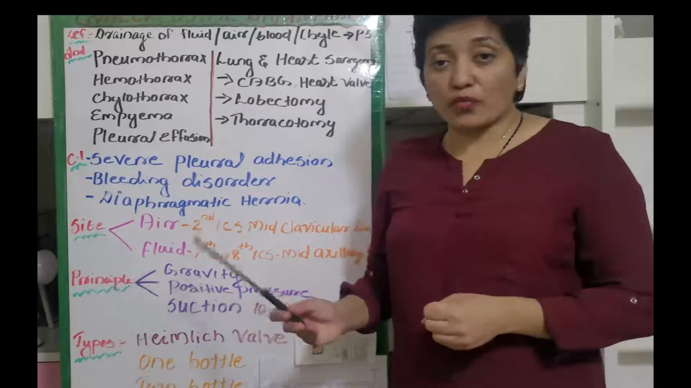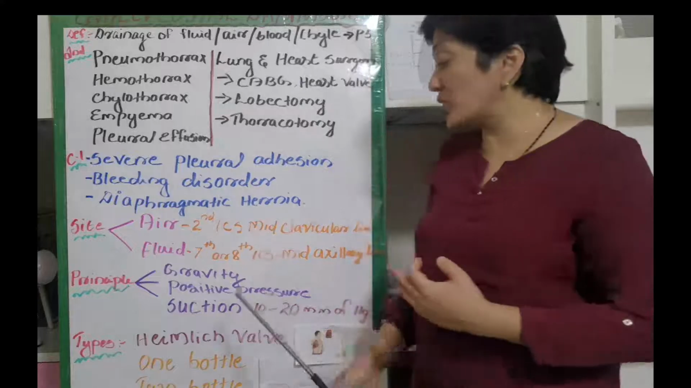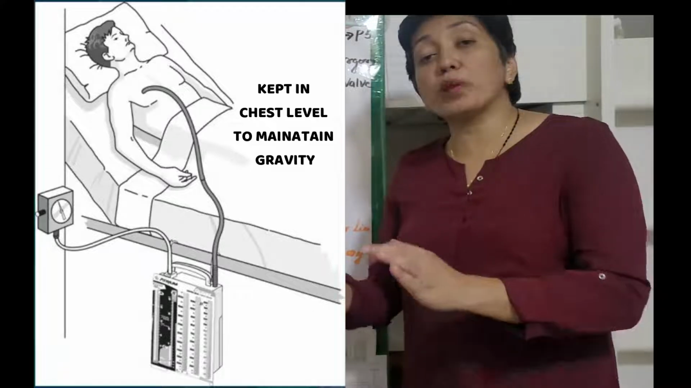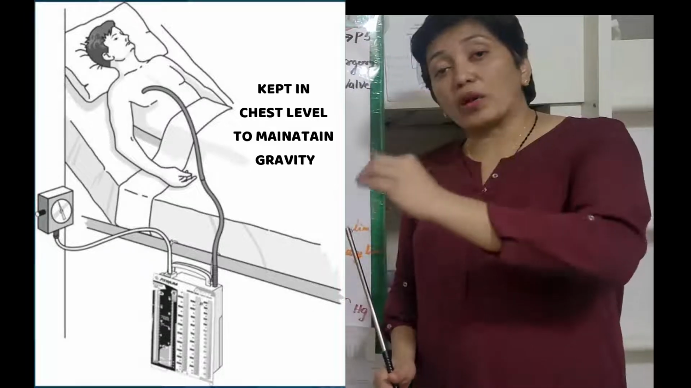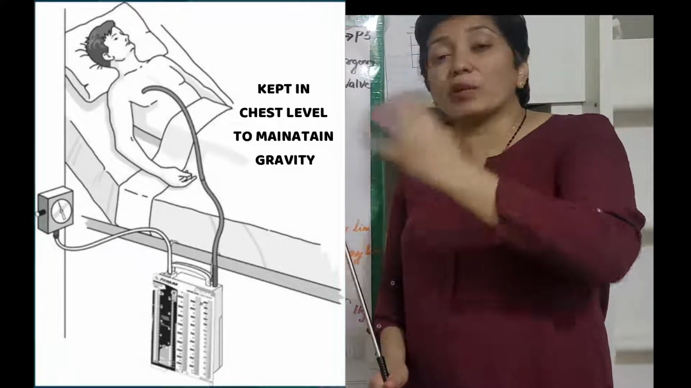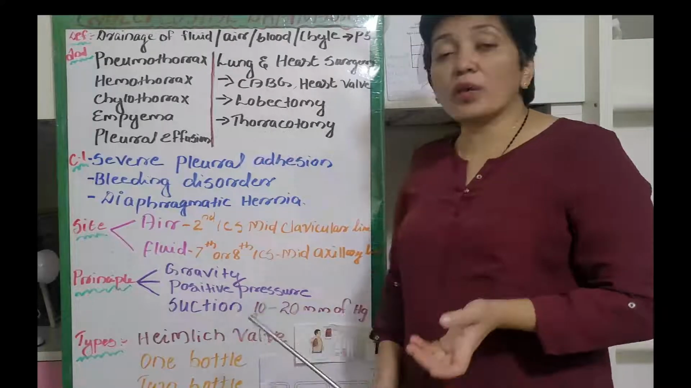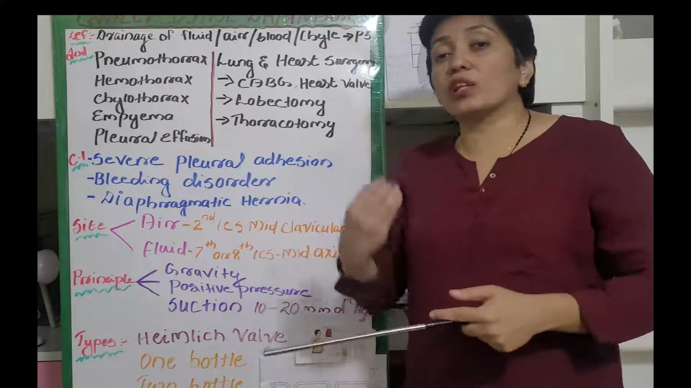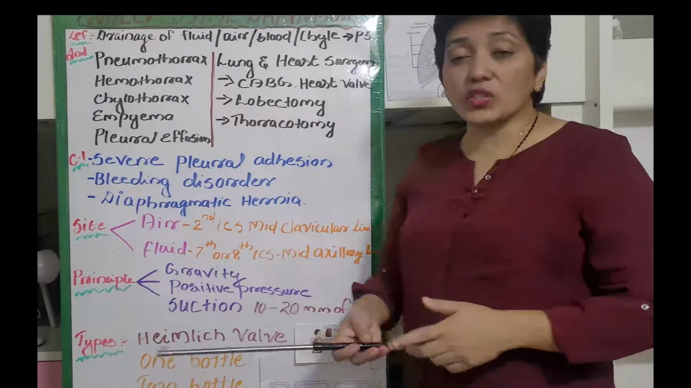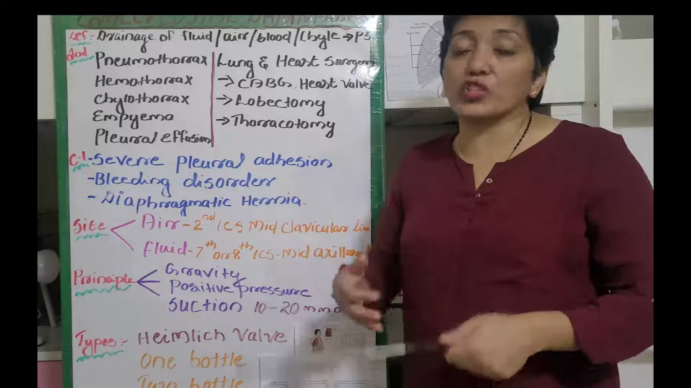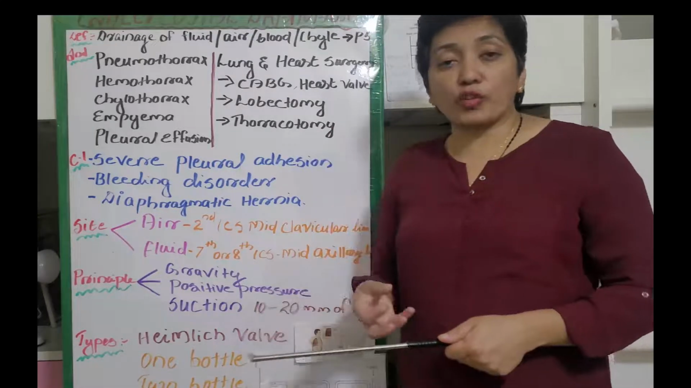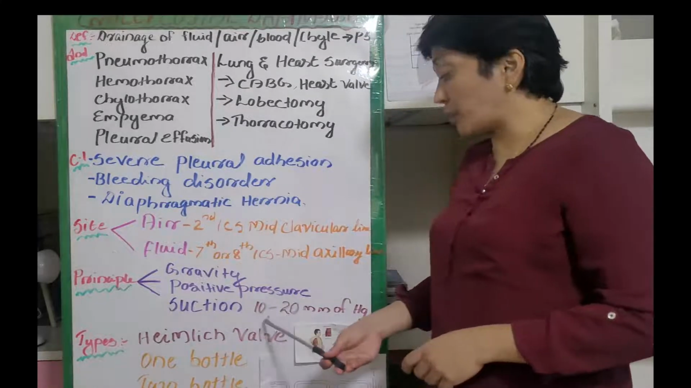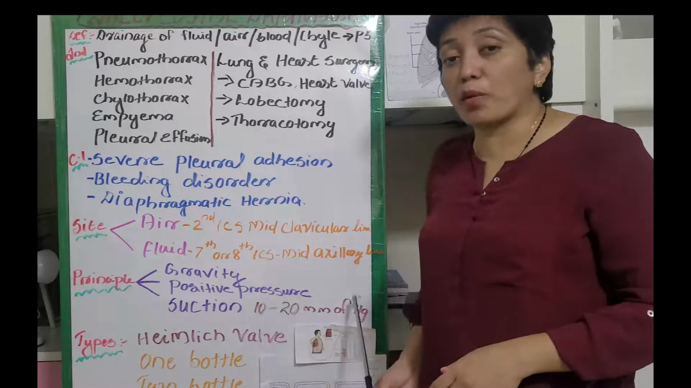Coming to the principles of intercostal drainage, there are three main principles. The first is gravity. Because of that reason, we keep this apparatus below the chest level, so because of the gravity pressure, the fluid will be drained from the space. Then comes the positive pressure. We need to create positive pressure, so then only the fluid will be drained. Then comes the suction. Sometimes, even with positive pressure and gravity, it's not draining out properly, so we need to give some extra force, that is suction. Usually the pressure applied is 10 to 20 mm of Hg.